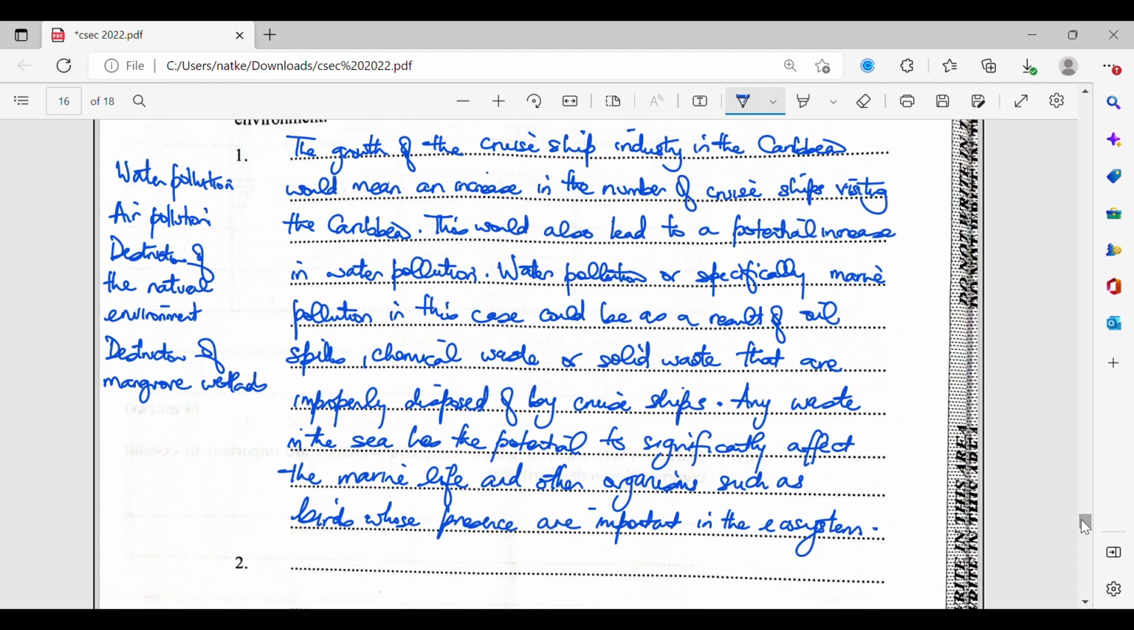So that is how we could have answered that question. That's for the first part for water pollution. Okay, let us move on to the next one.